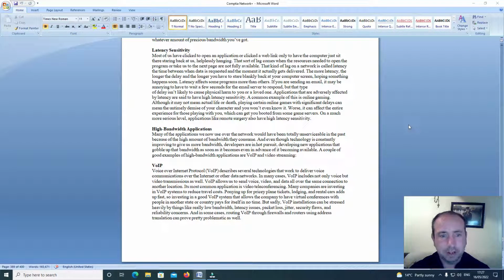The more latency, the longer the delay, and the longer you have to stare blankly at your computer screen, hoping something happens soon. Latency affects some programs more than others. If you are sending an email, it may be annoying if you have to wait a few seconds for the email server to respond, but that type of delay isn't likely to cause physical harm to you or a loved one. Applications that are adversely affected by latency are said to have high latency sensitivity.